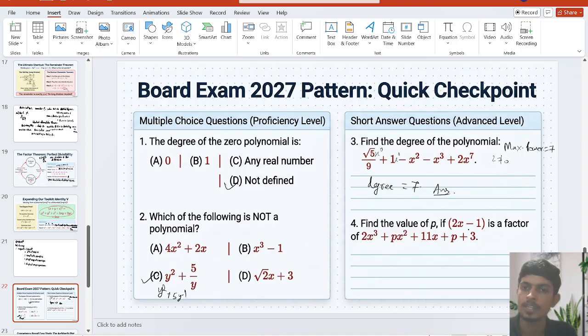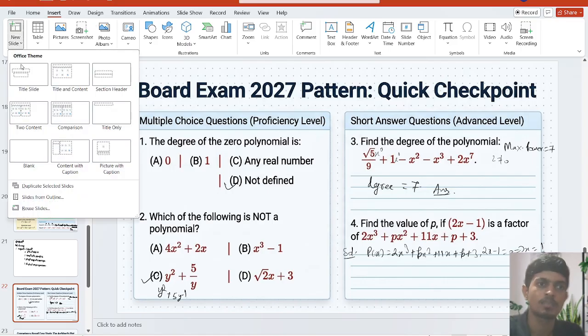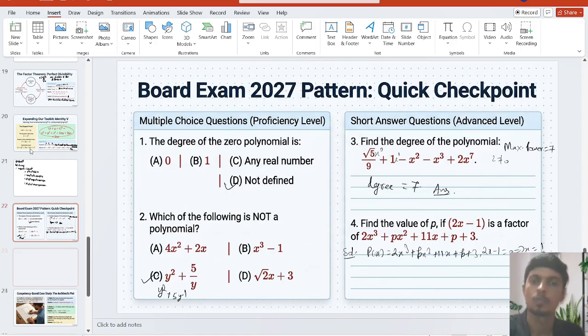Find the value of p if 2x minus 1 is a factor of this. So the solution is: let p(x) be 2x cube plus px square plus 11x plus p plus 3. If 2x minus 1 is a factor, then 2x minus 1 equal to 0, we get x equal to 1 by 2. So we can find it in the next slide.